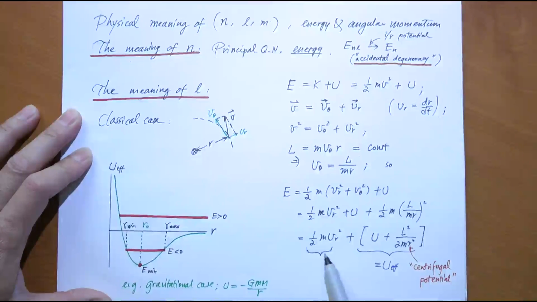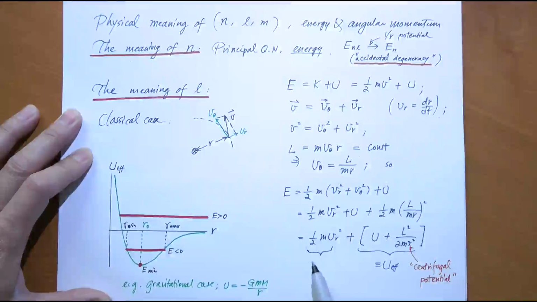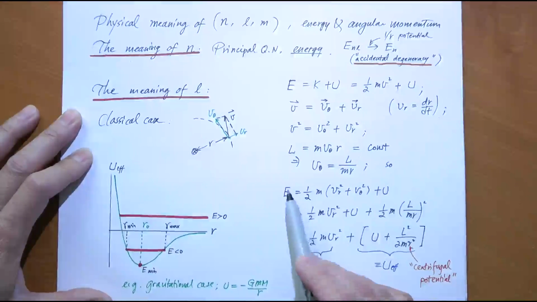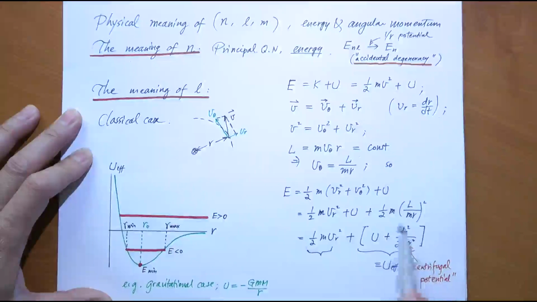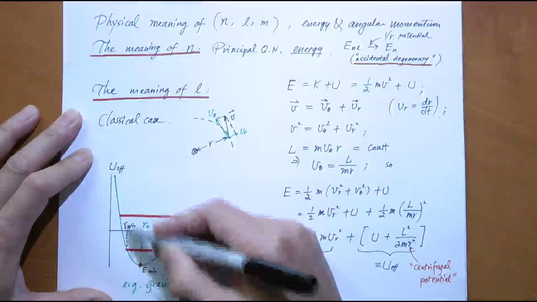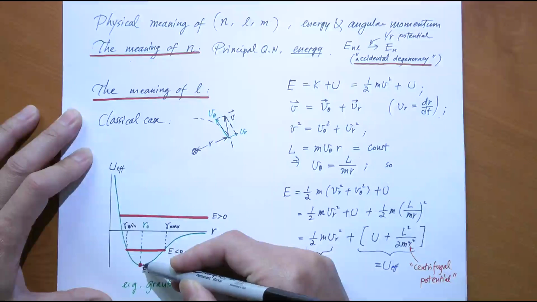This part is never negative. It is the kinetic energy associated with the radial motion. And the total energy, therefore, has to be greater or equal to the U effective, right? Because you have a positive term here. Now, this is the lowest point of the U effective value.